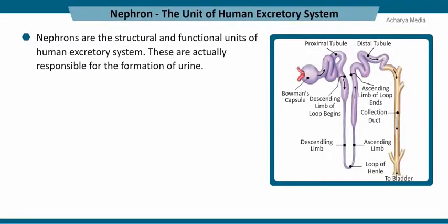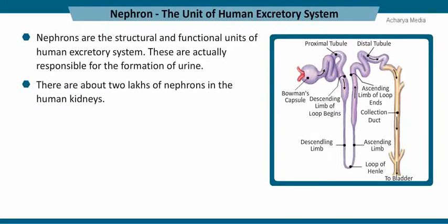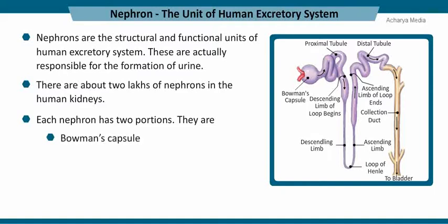Nephrons are the structural and functional units of the human excretory system. These are actually responsible for the formation of urine. There are about 2 lakhs of nephrons in the human kidneys. Each nephron has 2 portions. They are Bowman's capsule and the tubular portion.